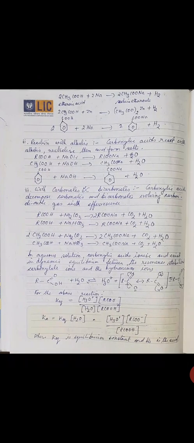Now you can see the ethanoic acid, or acetic acid, reacts with sodium. It gives sodium ethanoate plus hydrogen. You can see the benzoic acid reacts with the sodium. It gives sodium benzoate plus hydrogen.